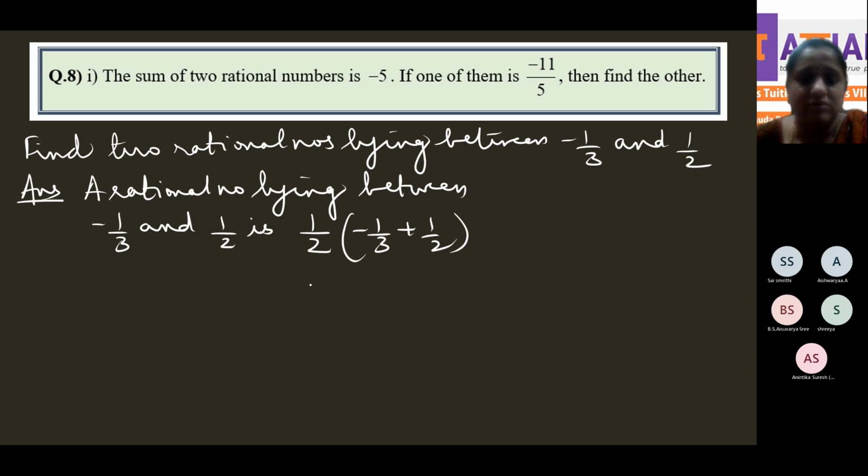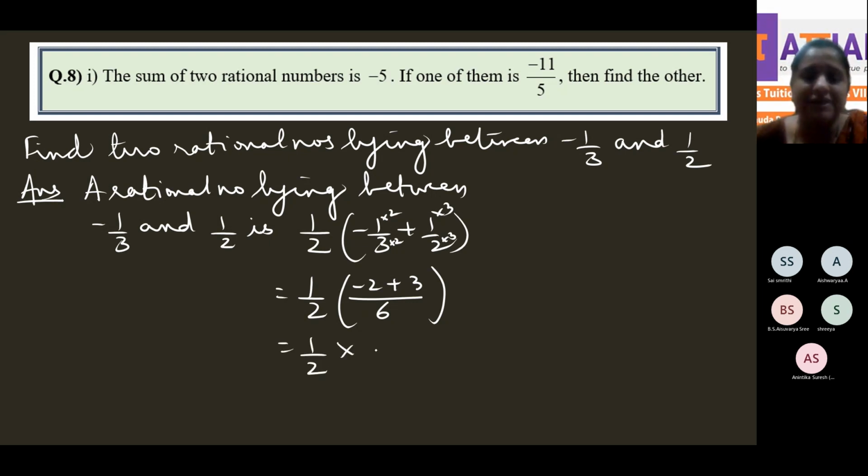So half of, find the LCM here, children. 3 and 6, so it will be into 2, into 2, into 3, into 3. So it will be -2 plus 3 over 6. So half of 3 minus 2, 1, 1/6. So that is equal to 1/6 times 1/2. Multiply the numerators, 1 into 1 is 1. Multiply the denominators, 6 into 2 is 12. 1/12. So 1/12 is a rational number.